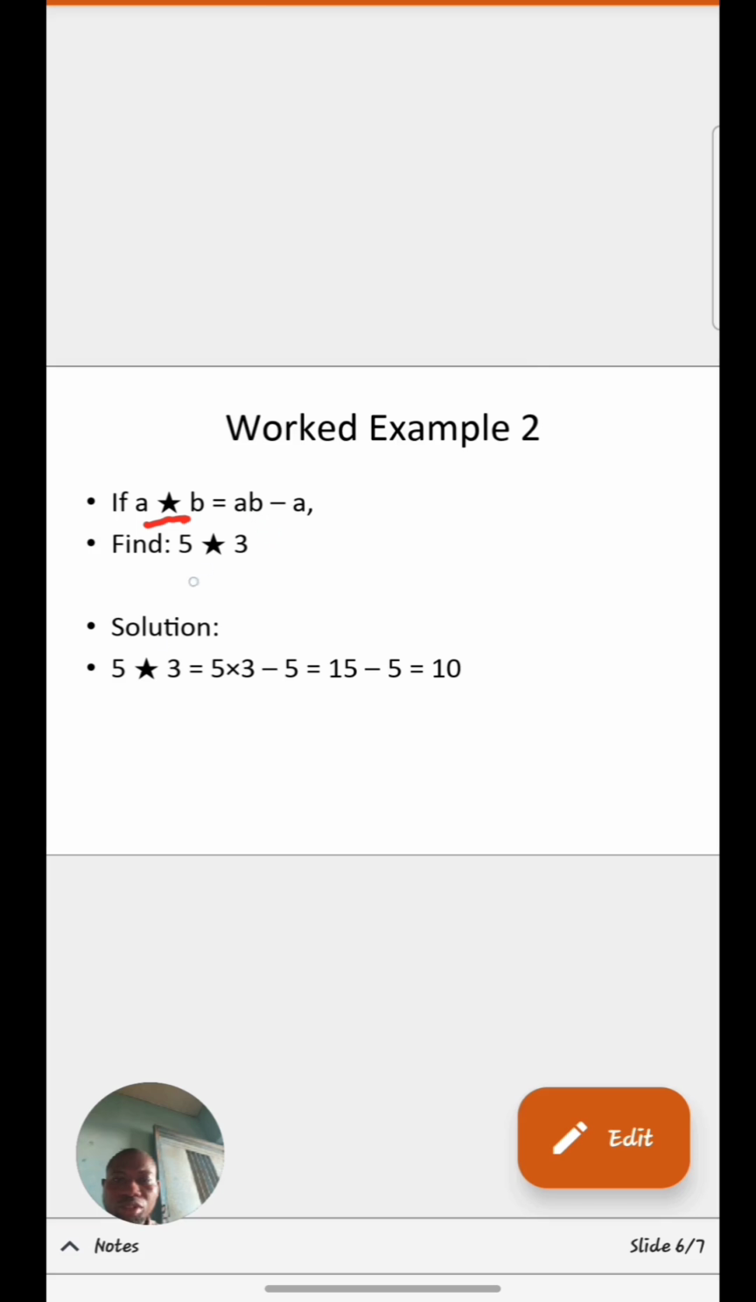So now substitute the values. We have 5 operation 3, where A is 5 and B is 3. Since it is written together as AB, it means we are going to multiply. It will be A times B, so 5 times 3 minus the value of A, which is 5. So 3 times 5 gives us 15 minus 5. That is 10.